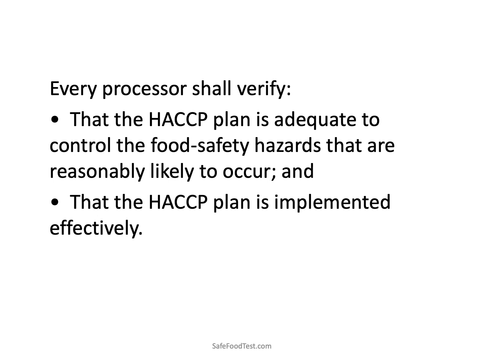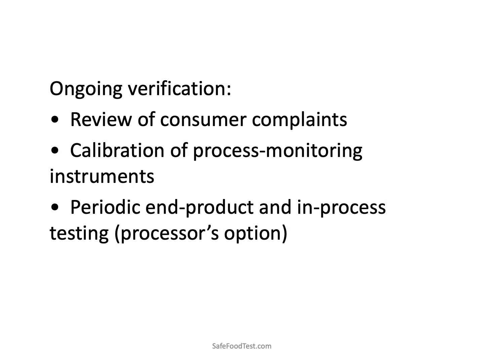Every processor shall verify that the HACCP plan is adequate for their program, their food safety hazards that are reasonably likely to occur, and that the HACCP plan is controlling those hazards, and that the HACCP plan is being implemented effectively. There's two parts to HACCP: having the plan and implementing the plan, and every processor shall verify that's happening. There will be multiple verification activities going on at all times: daily, weekly, monthly, annual verification activities.